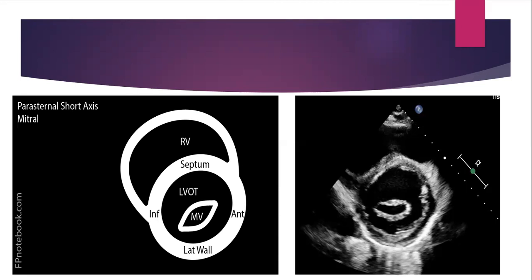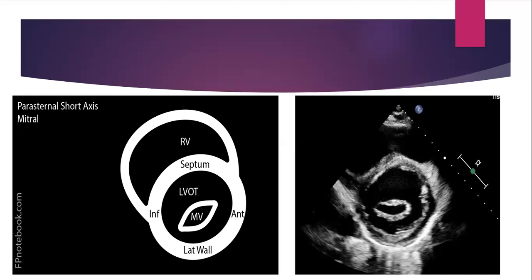Very well shown there. You can see this is the mitral valve, the left ventricular outlet, and then you can see the right ventricle. You can see the anterior and the inferior part of it. You can see the lateral wall, how it looks.